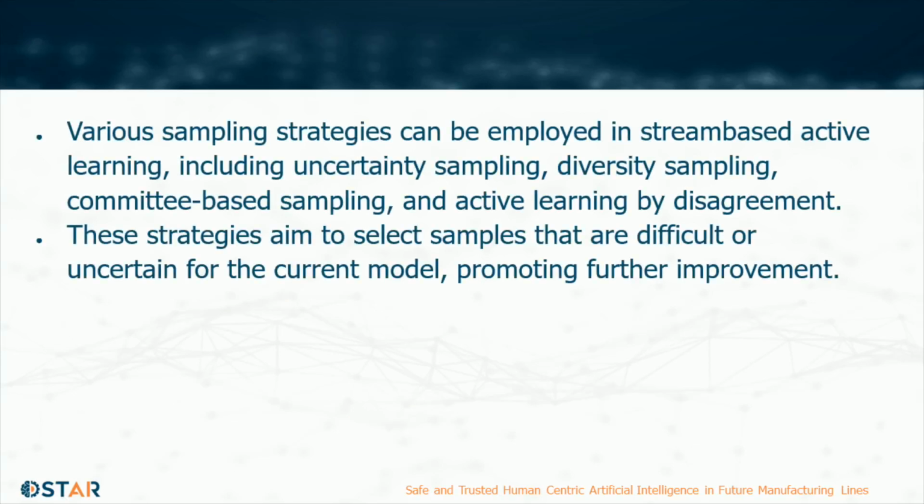4. Active sampling strategies. In stream-based active learning, selecting informative samples is crucial for maximizing model performance with limited labeling resources. Various sampling strategies can be employed, each with its own advantages. Some popular strategies include uncertainty sampling, diversity sampling, committee-based sampling, and active learning by disagreement. These strategies aim to select samples that are difficult or uncertain for the current model, promoting further improvement.